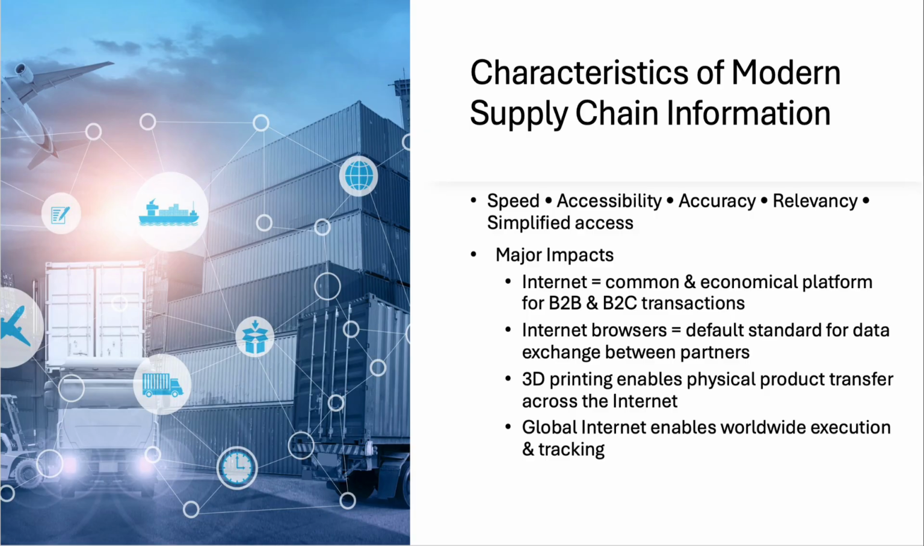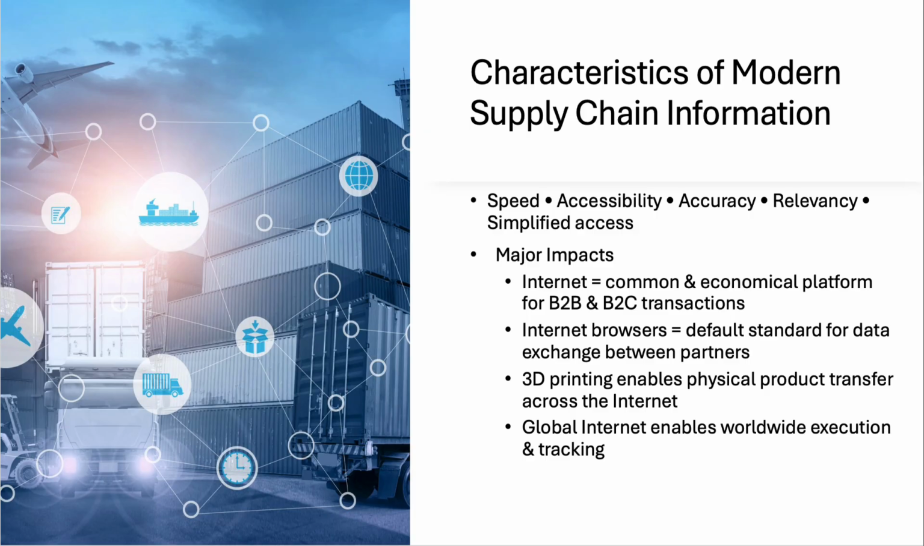The Internet provides a common and economical platform for both business-to-business and business-to-consumer transactions. Internet browsers have become a common standard for exchanging information between partners. 3D printing can enable a type of physical product transfer across the Internet. Instead of shipping a finished product, a firm may transmit a design file, and the product can be printed closer to the point of use.